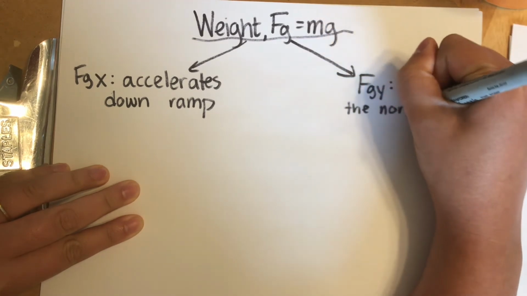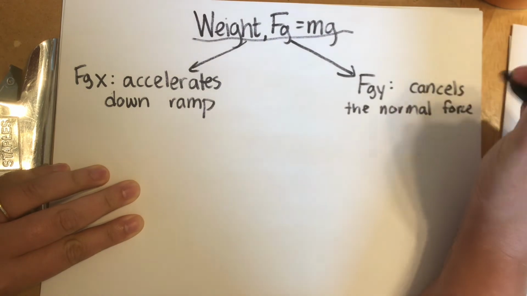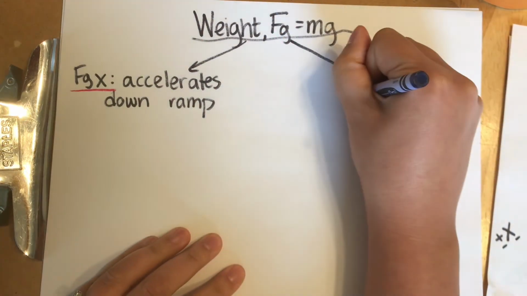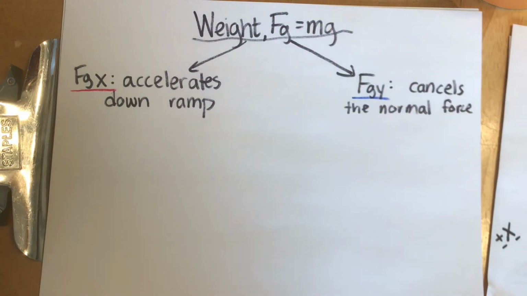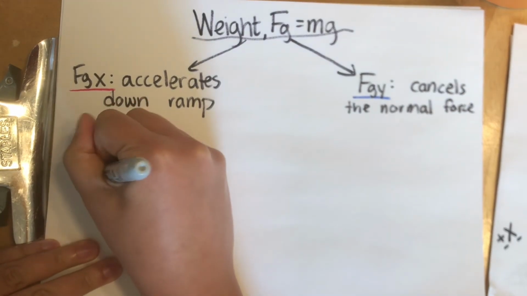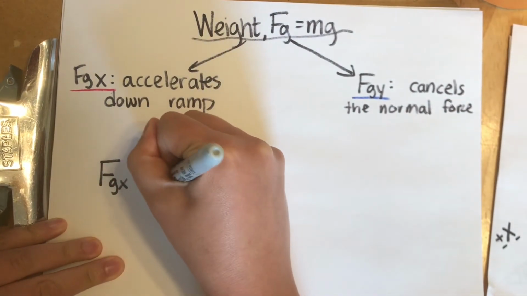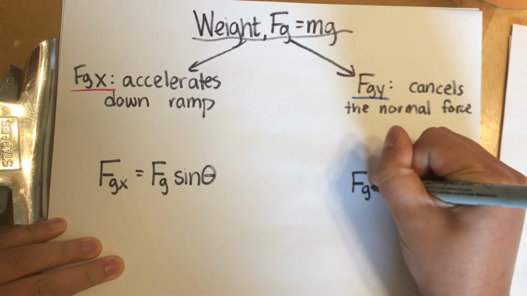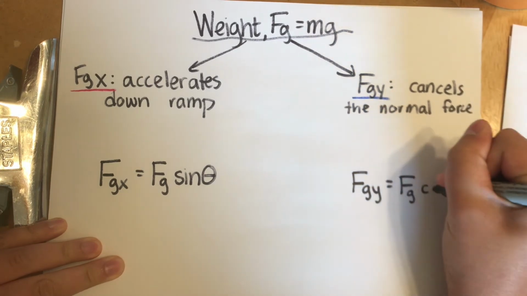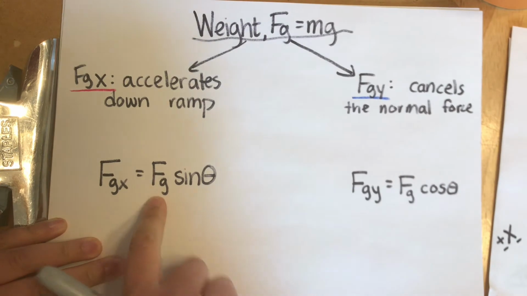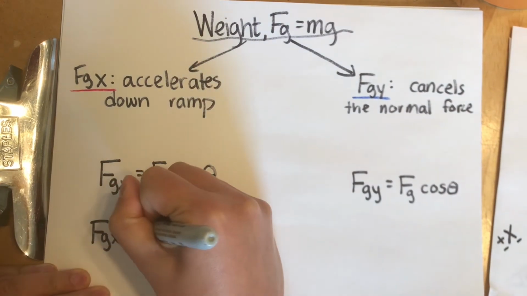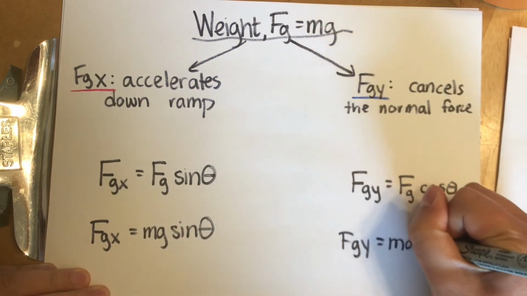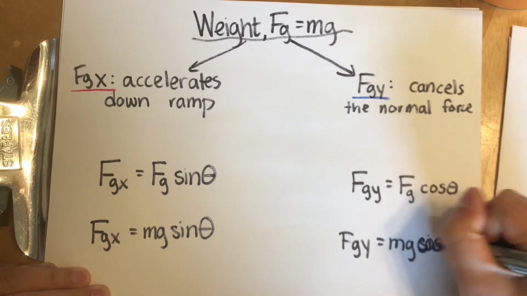Because the change of coordinates made it a vertical angle instead of a horizontal angle, FGY is actually going to be related to cosine and FGX will be related to sine. So let's see what that looks like. FGX is going to be the weight times the sine of the ramp angle. FGY is going to be the weight times the cosine of the ramp angle. If I substitute mg instead of weight, I can easily write FGX is mg sine theta, and FGY is mg cosine theta.